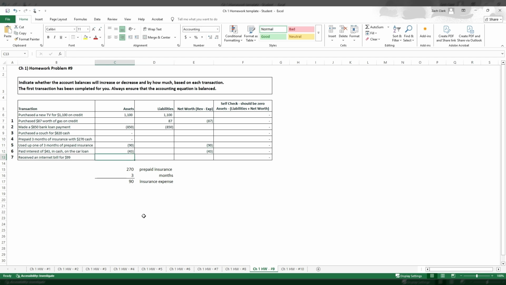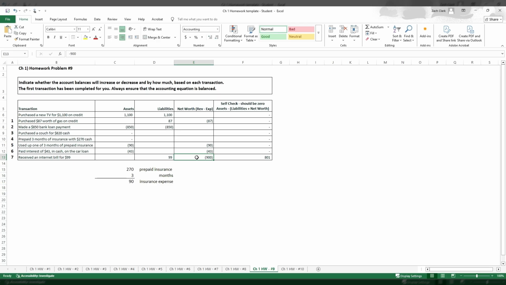And finally, we received an internet bill for $999. So when we get a bill in the mail, remember, our debt is going up, so our liabilities will increase. But that is for internet services we used this month, essentially, and that is an expense. So we have a reduction to net worth.